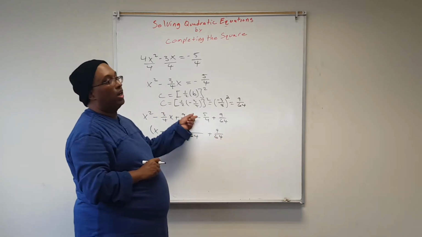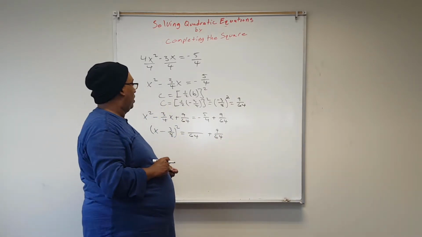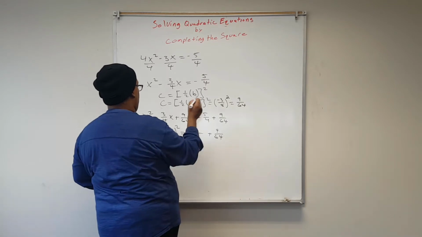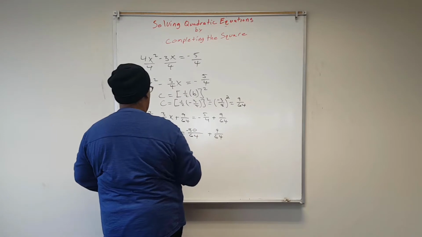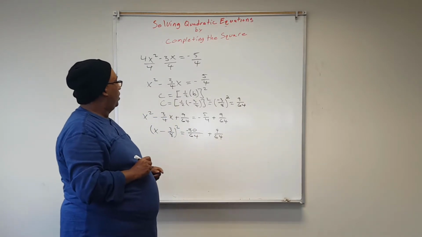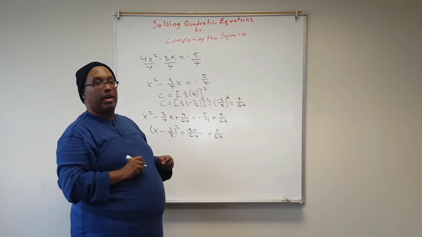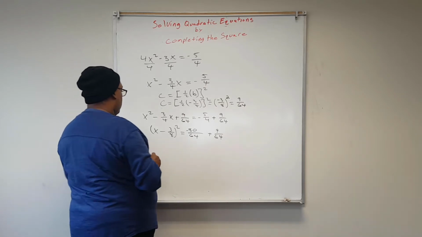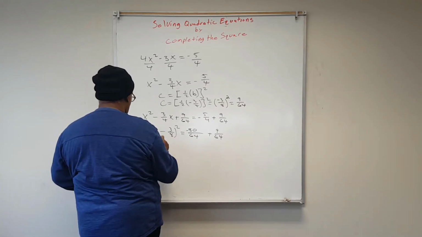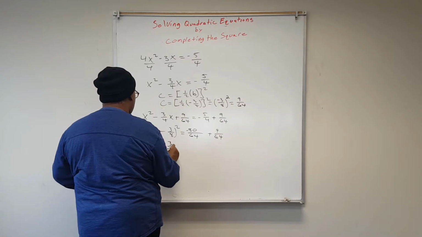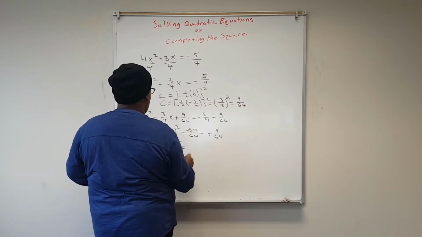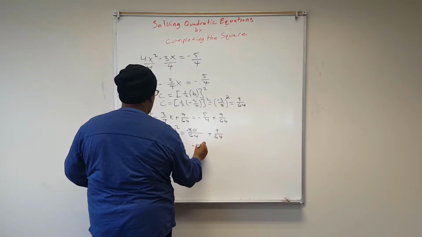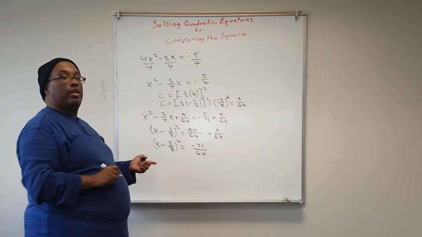Now, 16 times 5, that sounds like 80. Negative. Let's see, yes, that's correct, negative 80. So we combine those two over here, we get x minus 3/8 equals negative 71 over 64. Take the square root.